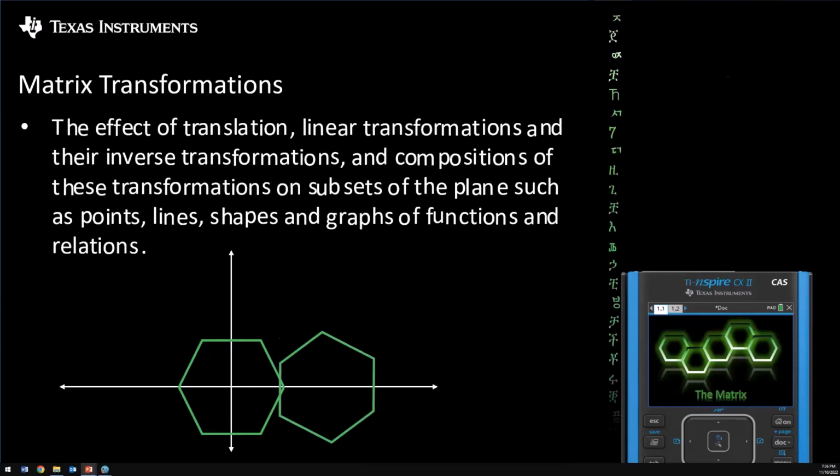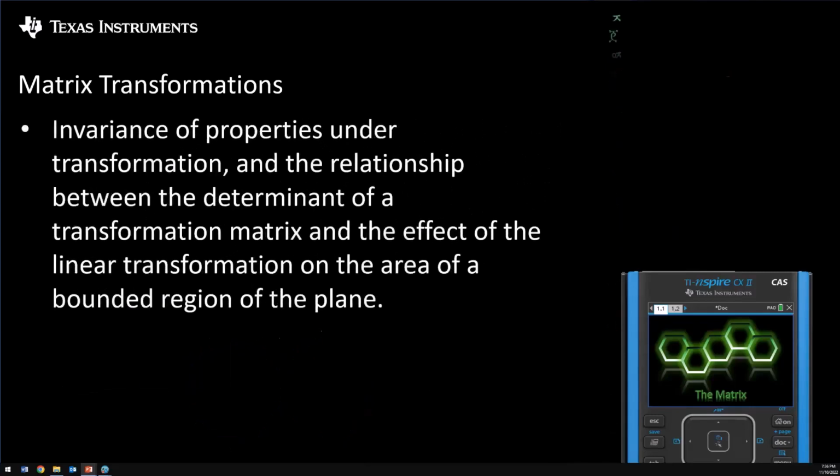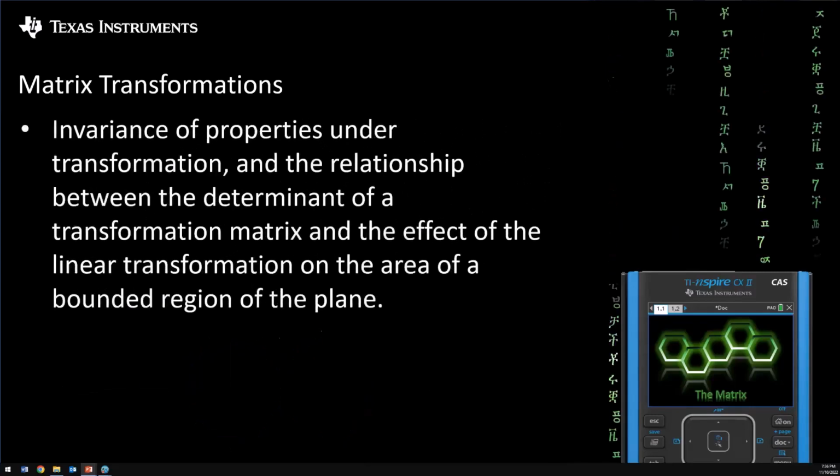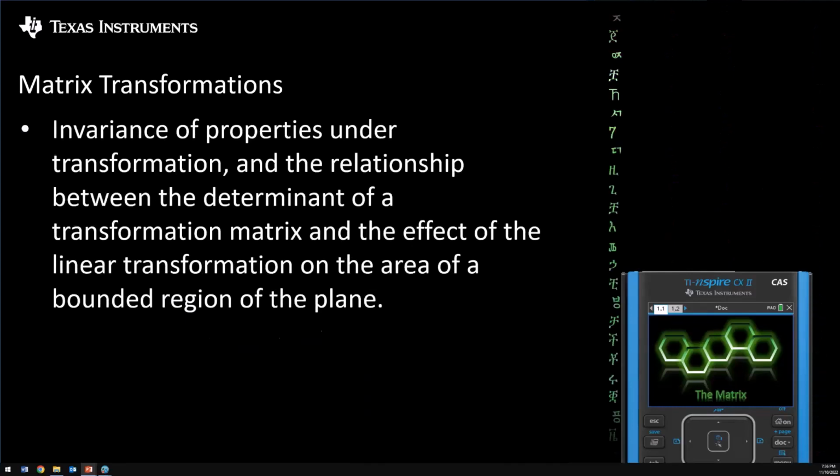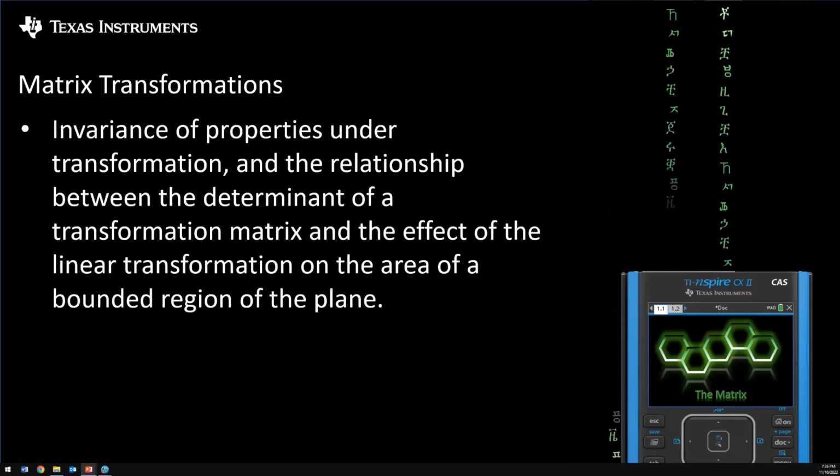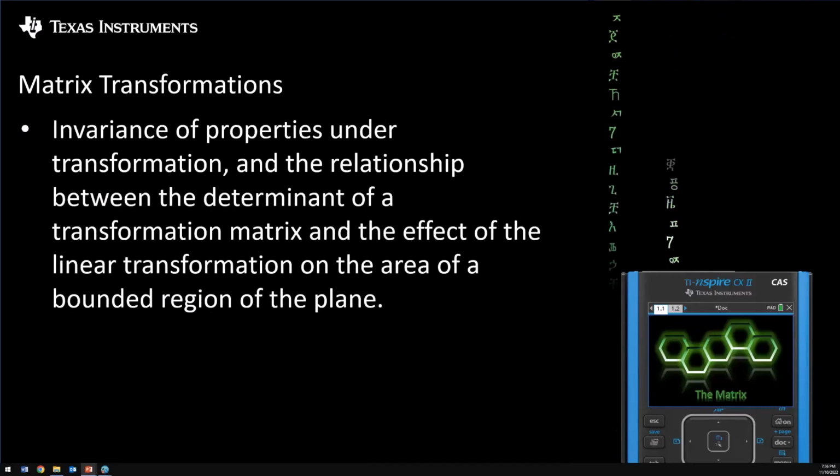Any other dot points? There's one more. Invariance of properties under transformation. So you saw, say, for example, that rotation, the turning point on that parabola would have been invariant. And linear transformations of the area bounded by the region. The determinant, what role does the determinant play, and how does that impact the area? We'll have a look at that.